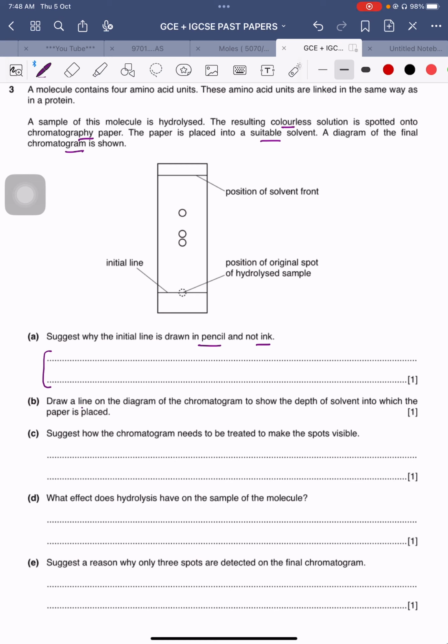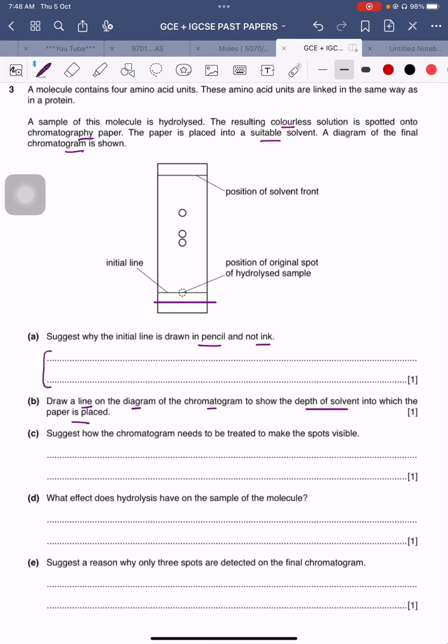Okay, draw a line on the diagram of the chromatogram to show the depth of the solvent into which the paper is placed. So here is the line, a very clear line to tell you till this level the paper will be immersed into the solvent. This is the depth point till which the paper will be immersed into the solvent, and that line is called the depth of the solvent.